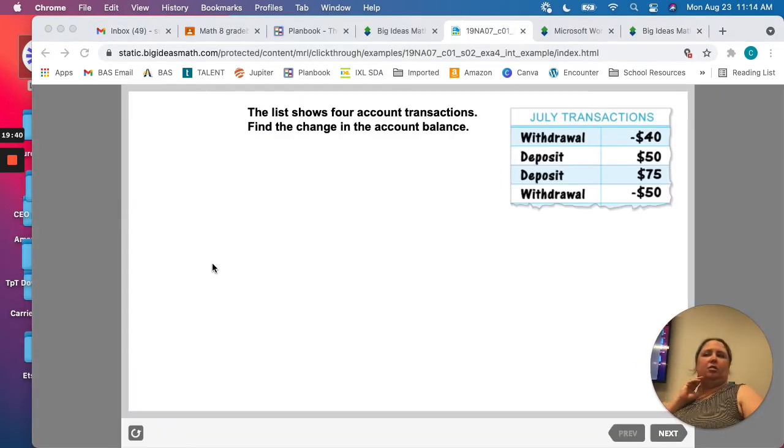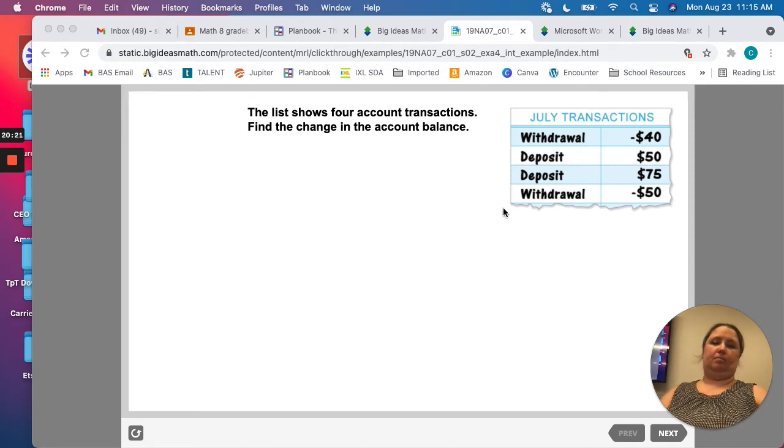7th grade, get your journal, and we're going to do example 4. Okay, so this is your modeling real life problem. This is what it would look like to use this math in real life. If you're still working, just work quietly, please. All right, so the list shows 4 account transactions. Find the change in the account balance. This is what a bank record looks like. So what was the first thing that happened?